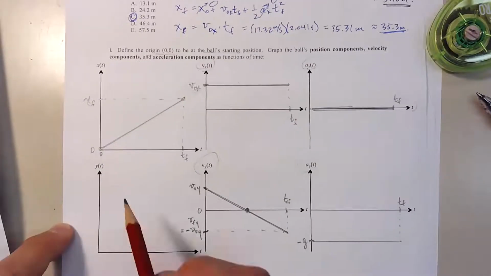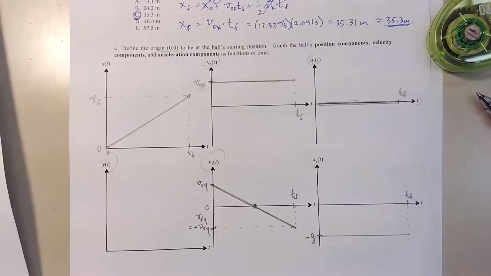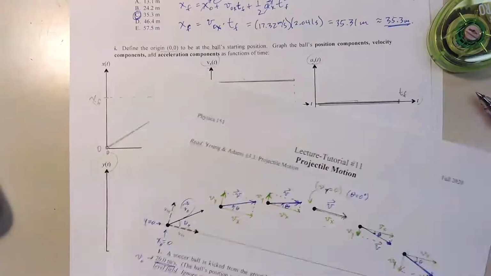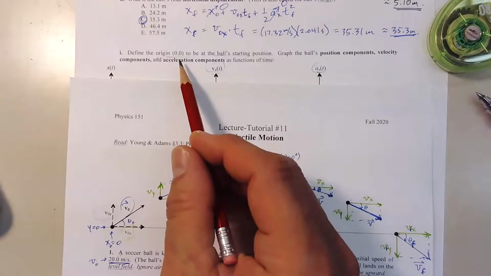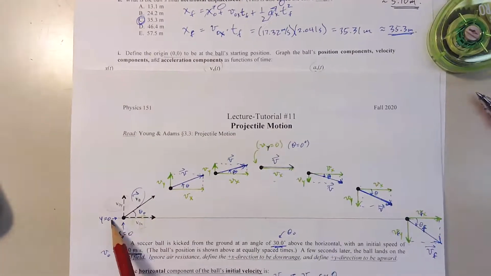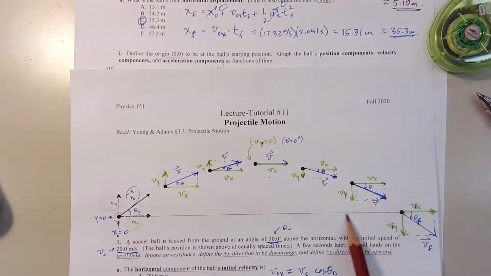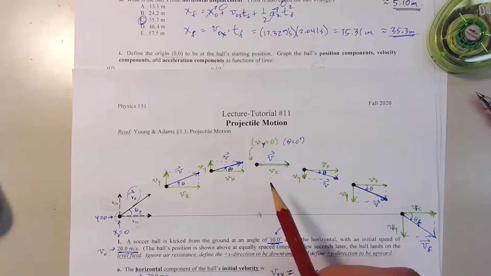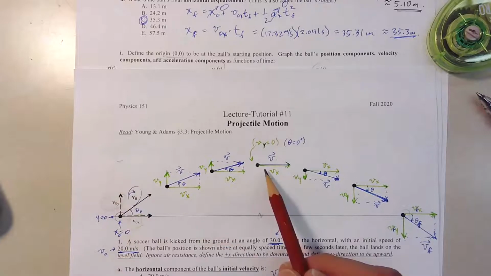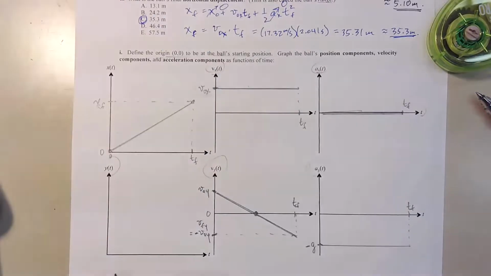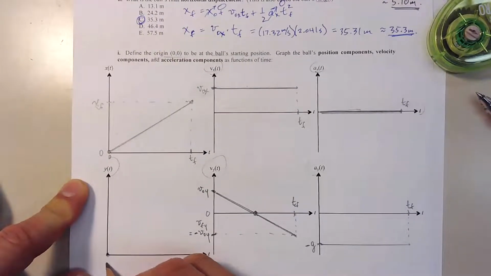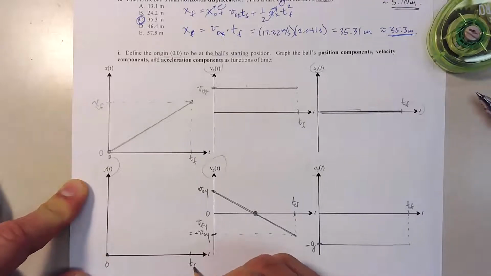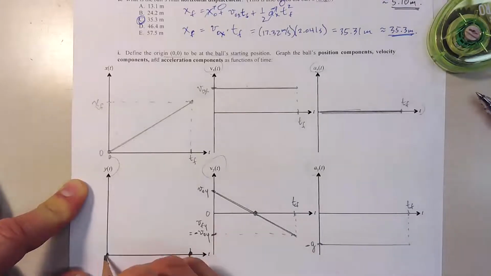Finally, what is the y position doing over time? Well, let's again define the ball was kicked at the origin. So we'll say the initial y position is zero. We know because of level ground that the final y position is also zero. And halfway through flight, the y position reaches some sort of maximum.